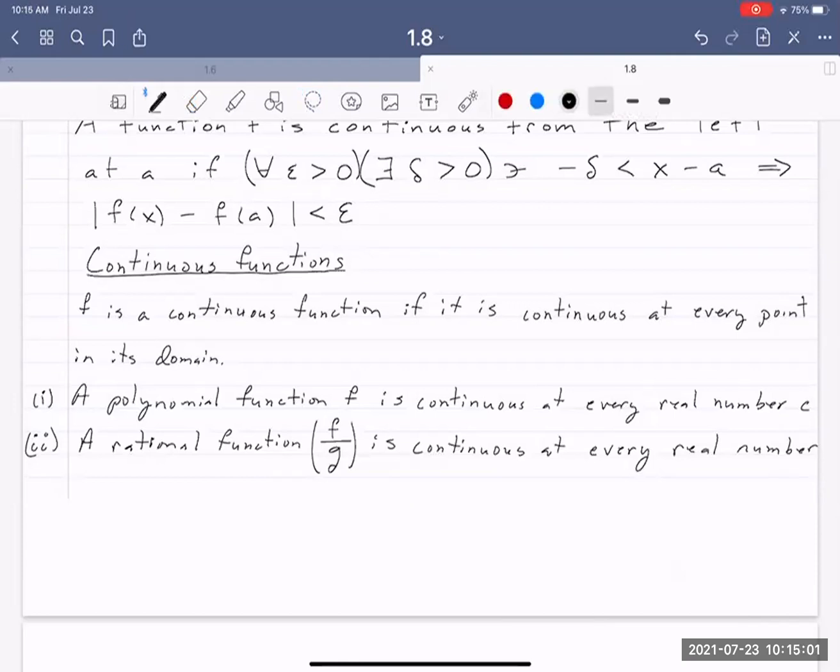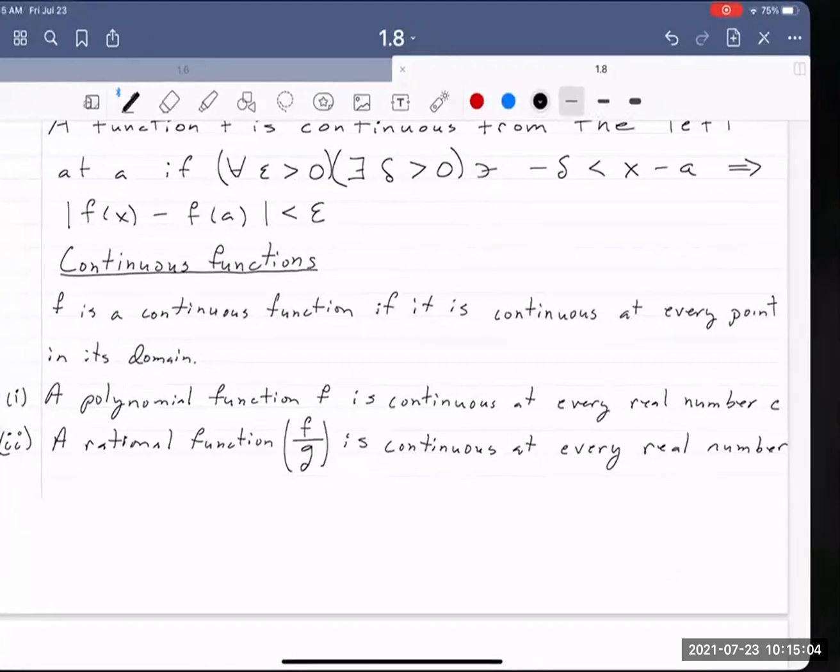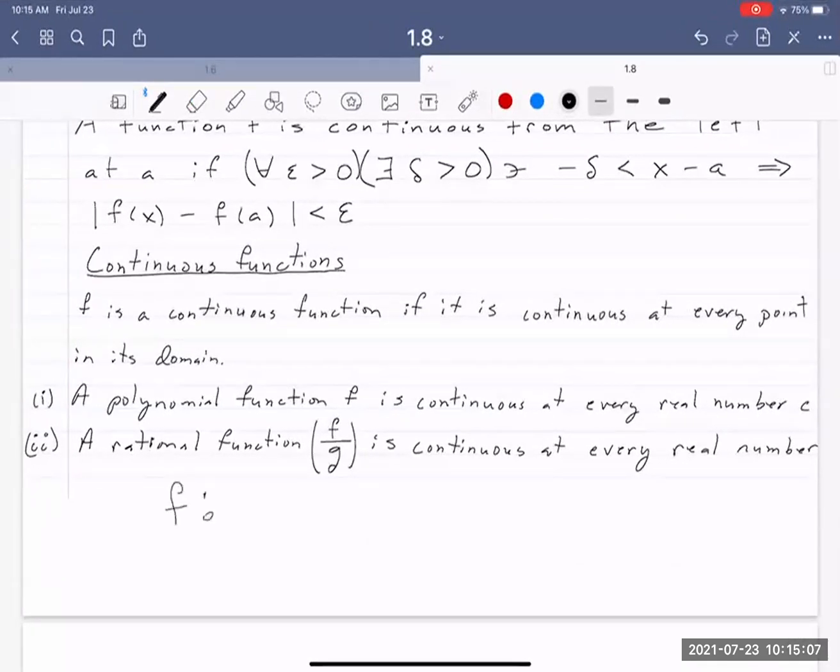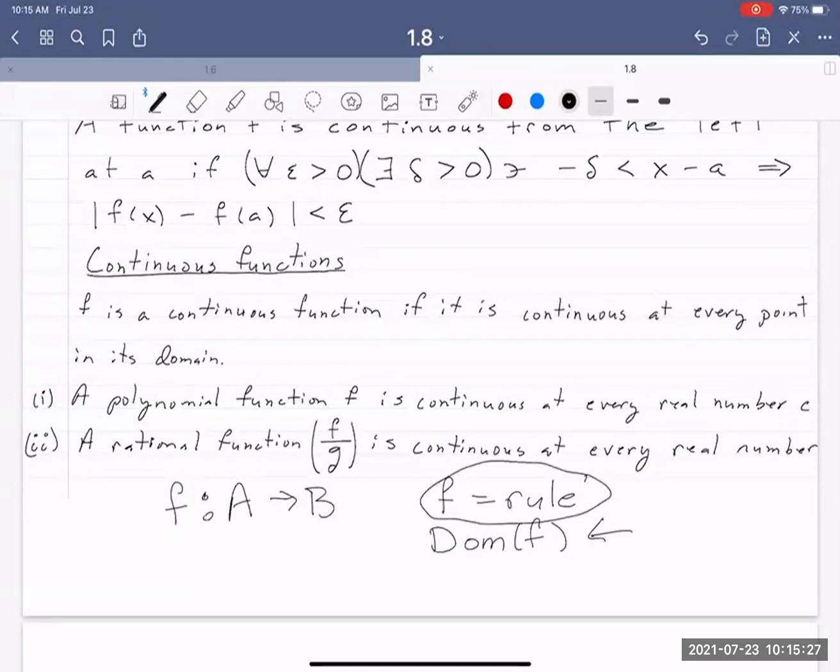So if you recall, theoretically, when I have a function, I should say it goes from A to B. I should give its rule, and I should give its domain. But most times, I only give the rule. I say let f of x equal x minus 2 over x minus 3. And that's all I write. If you notice in your book, that's what they do. Let f of x equal x minus 2 over x minus 3.